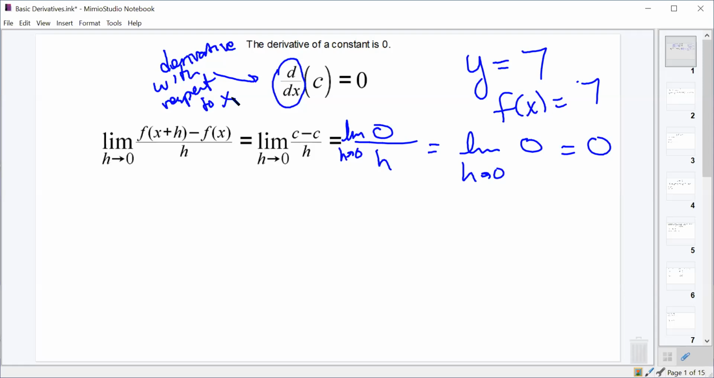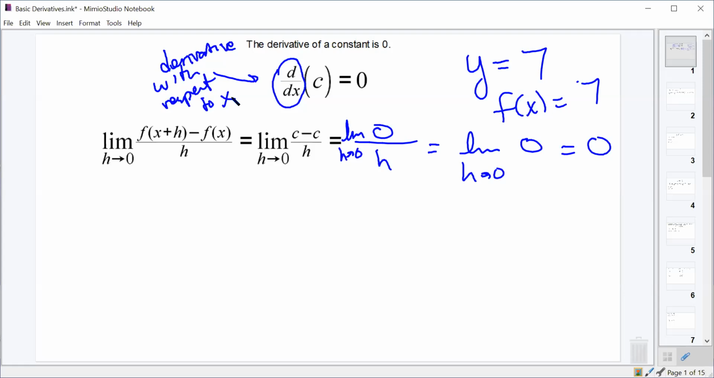So if I asked you what's the derivative of 1,000, you would say 0. Exactly. If I say what's the derivative of pi, you would say 0. Derivative of 834/15, the answer should be 0. The derivative of any constant is always 0.